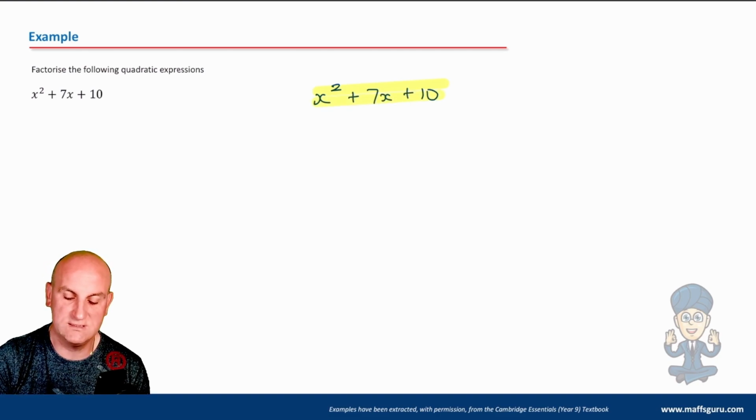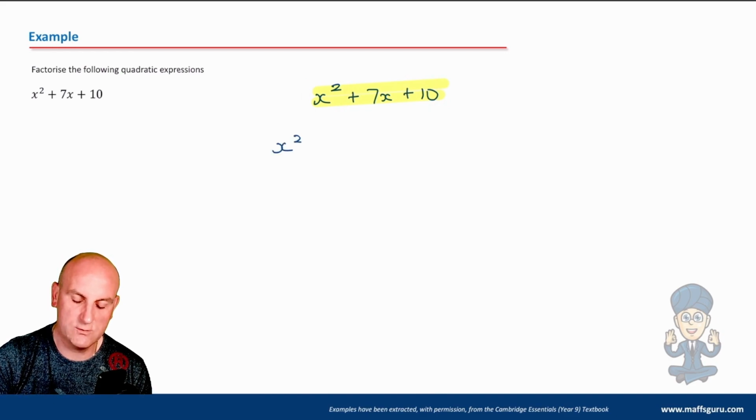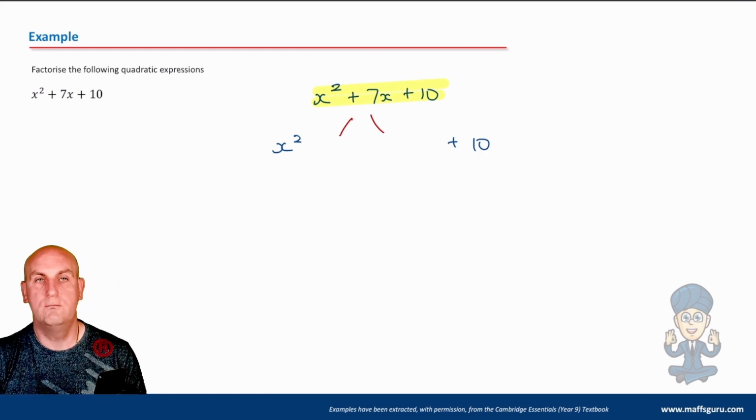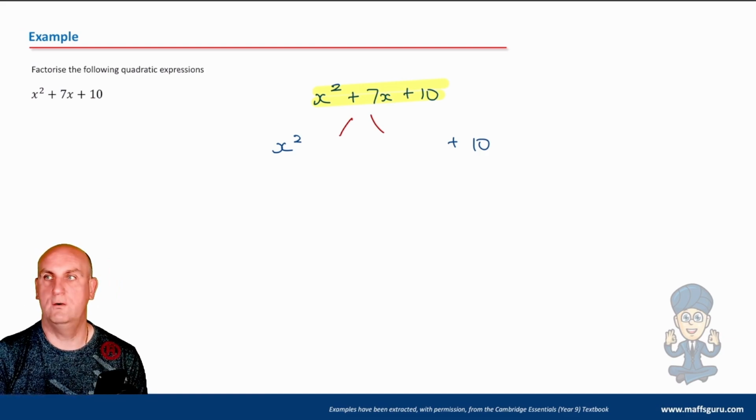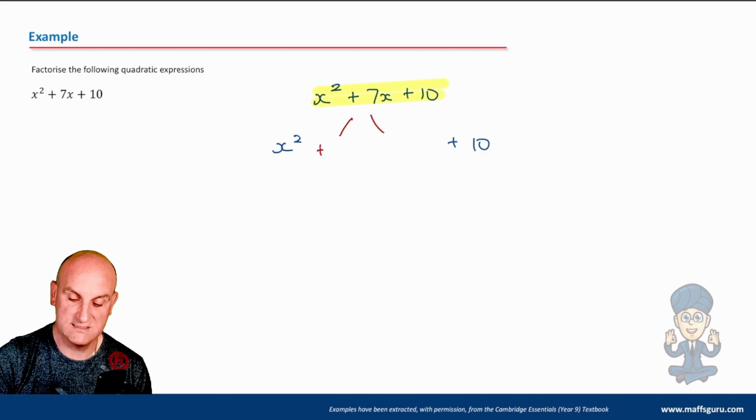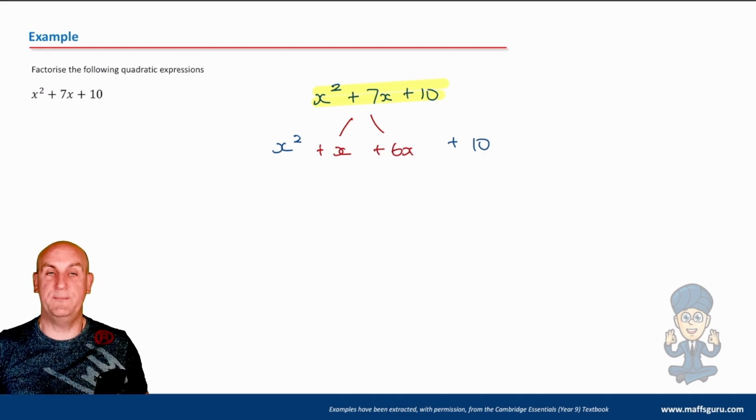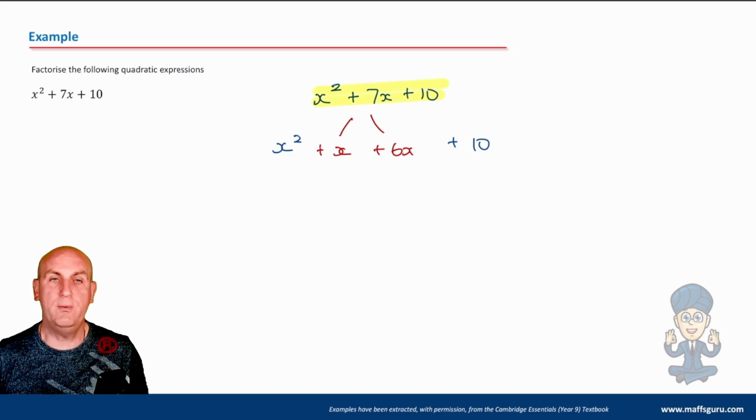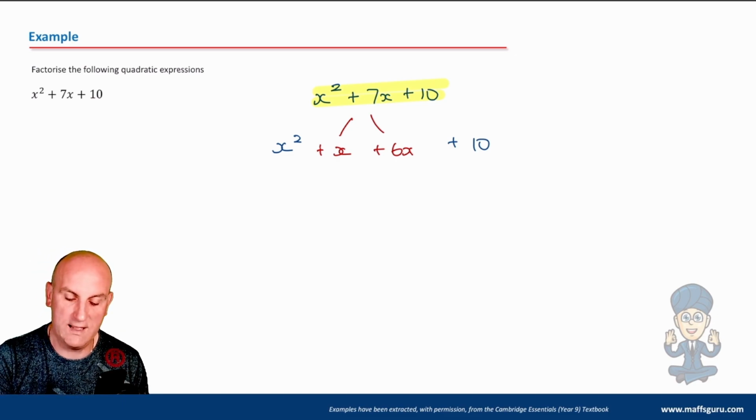Now, we tend to notice that the x squared and the plus 10 stay the same. So I have to split this 7x into 2 terms. Well, all right, so I could have plus x plus 6x. That certainly works, doesn't it? I could split it up into x and 6x. The problem when I do that, though, is what will happen if I try and now factorize these two things together. Well, let's do it.